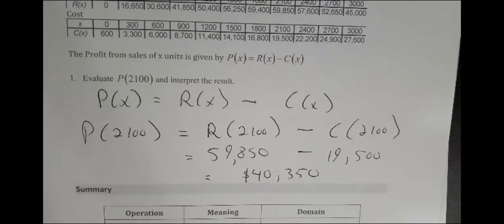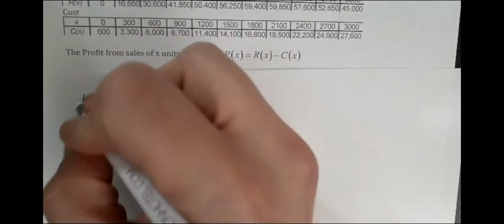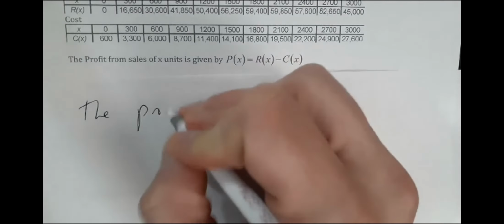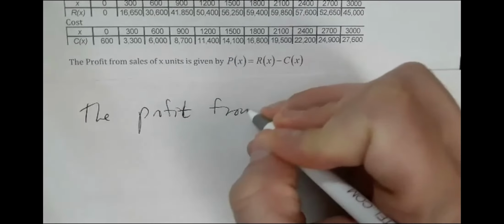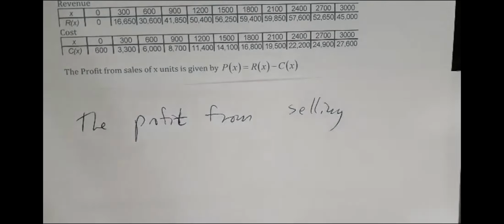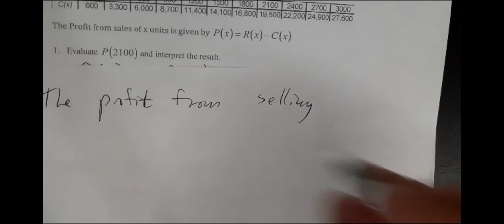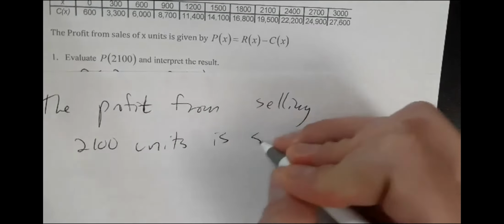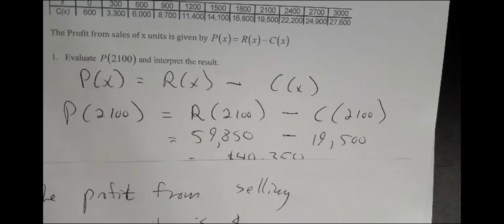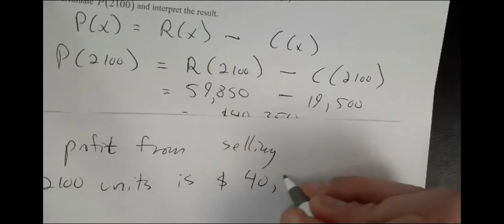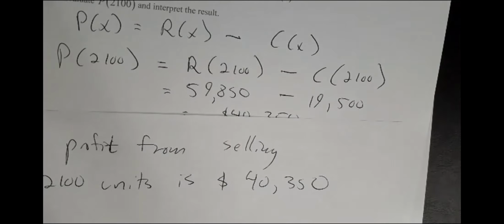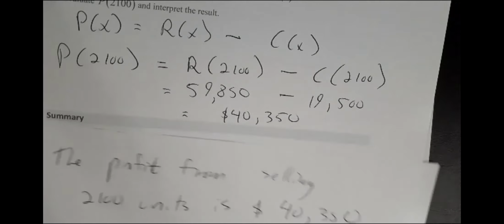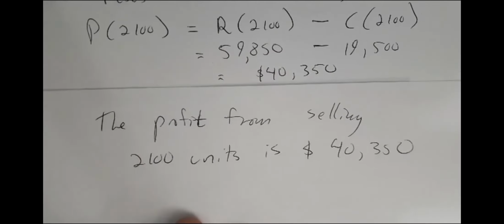Now they want us to interpret the results. They kind of give it right here. What this means is the profit from selling 2,100 units is this number that we found, which is 40,350. This is the way we should interpret these.